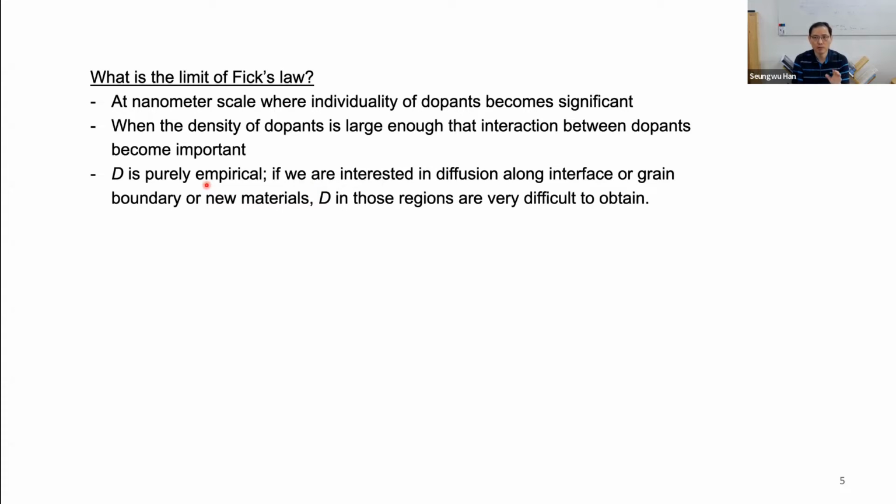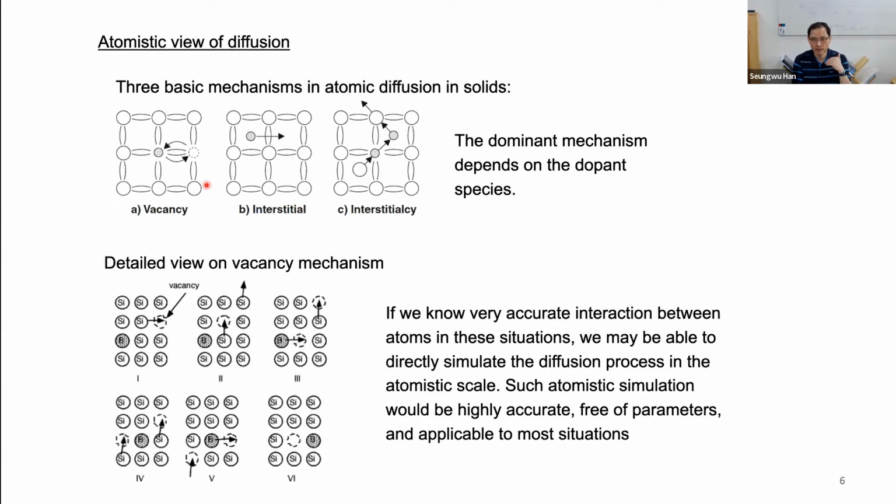Such problems can be addressed by a more fundamental description using the atomistic view. Atomistically, there are three mechanisms for atomic diffusion. The first is the vacancy mechanism, the most well known. In this case, the dopant atoms interchange sites with a vacancy, and this vacancy moves around, which effectively gives you the diffusion of the atoms.